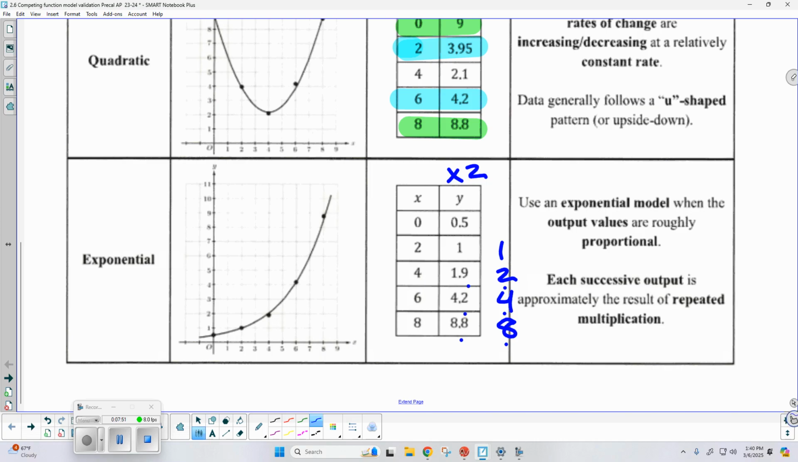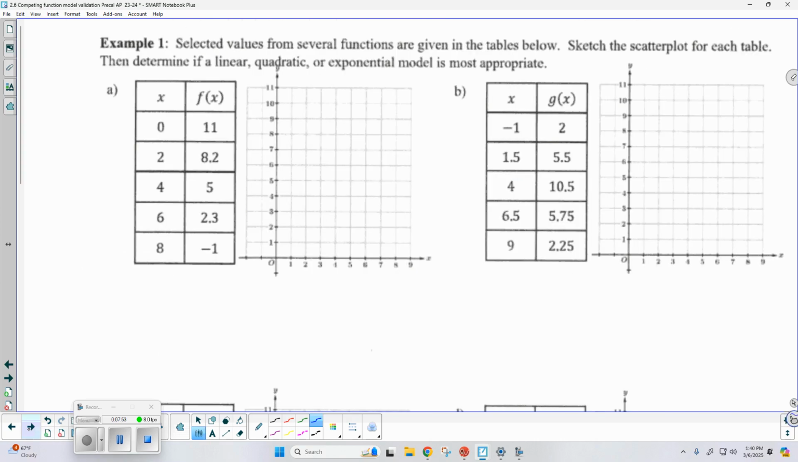Okay. Let's put this into practice. Selected values from several functions are given in the tables below. Sketch the scatter plot for each, and then determine if a linear, quadratic, or exponential model is most appropriate. Here's the thing, we're going to try this a little differently. Instead of just going straight to the scatter plot, let's actually look at the data. Let's make our determination, and then we'll draw the scatter plot and see if we were correct.